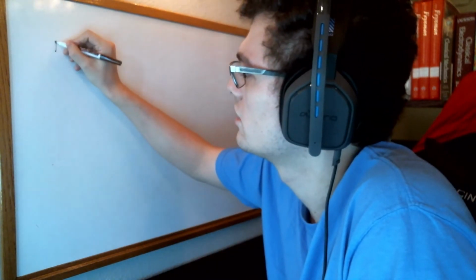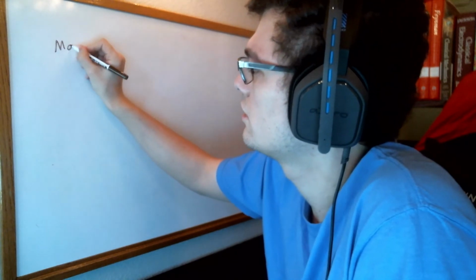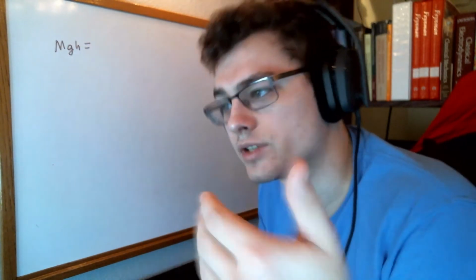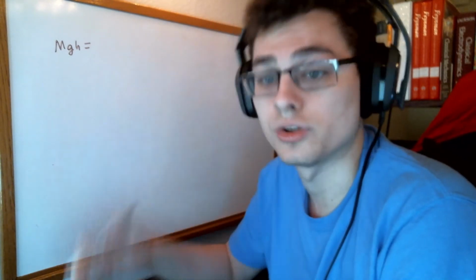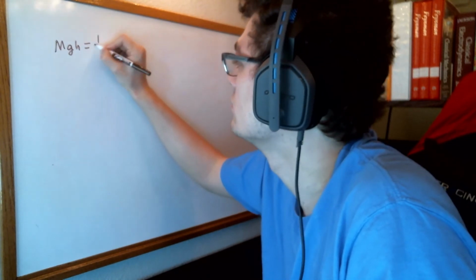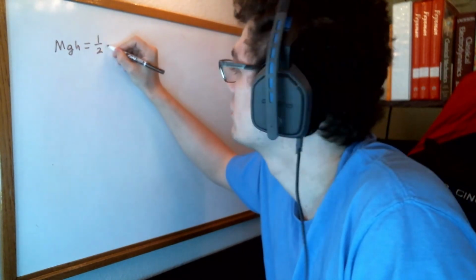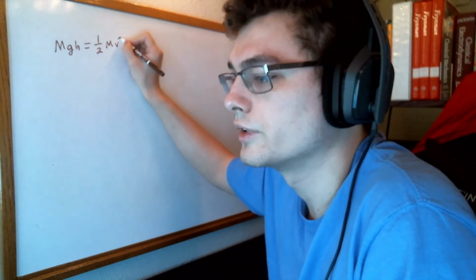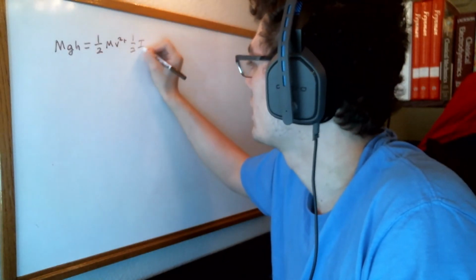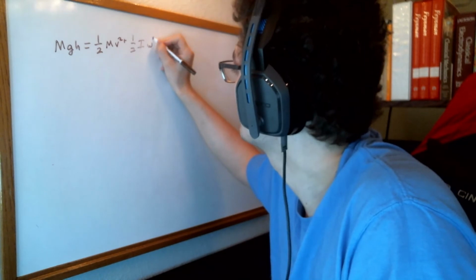So at the initial height, this is just going to be mgh. And then at the bottom of the hill, it's going to have its translational energy and its rotational energy. So this energy is going to be split. So we have 1/2 m v squared plus 1/2 I omega squared.